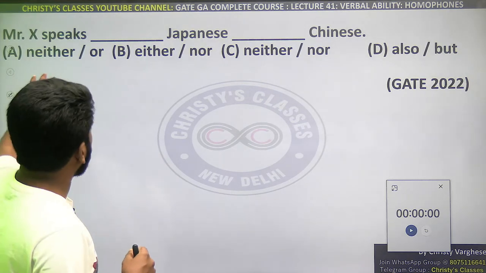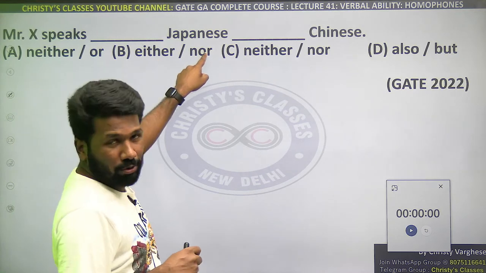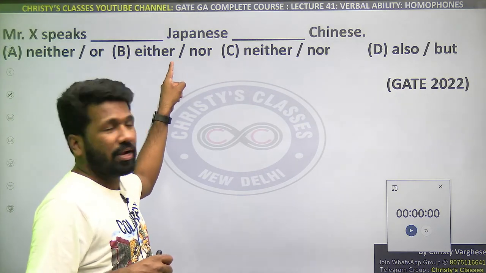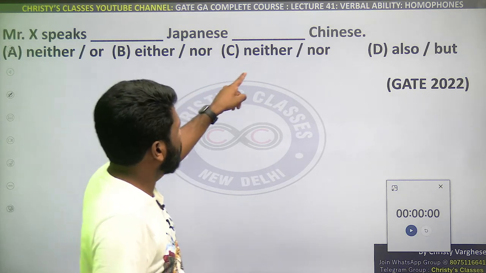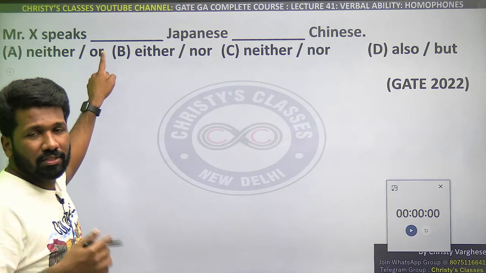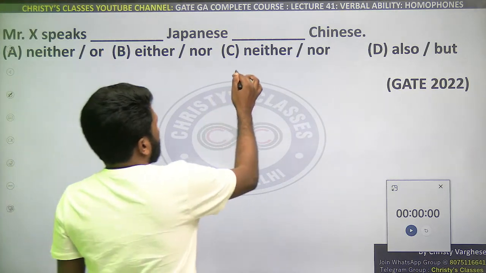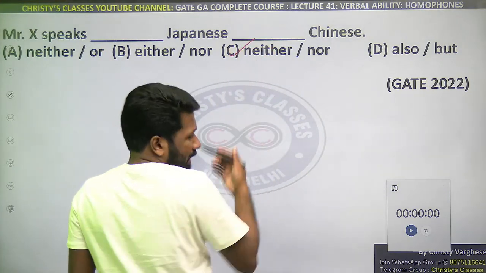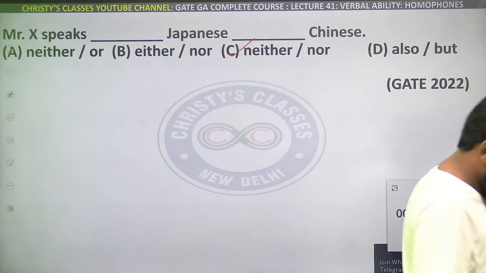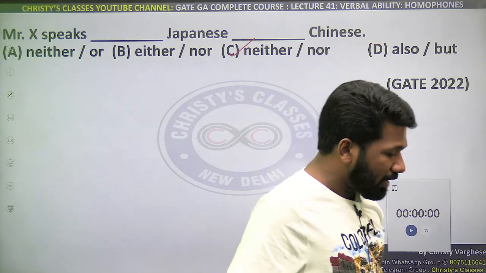But here, either or is not there. This is either nor, don't get confused. But either nor is not a correct combination. So neither nor only is possible, and neither or also is not correct syntax. So it should be neither nor only. So option C is the answer. Super easy, right? Yes, if either or is there, that is true also.